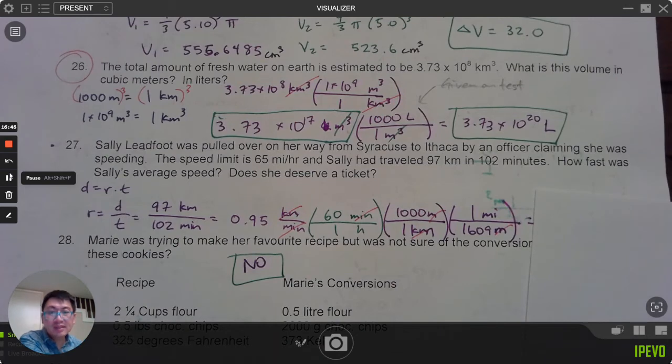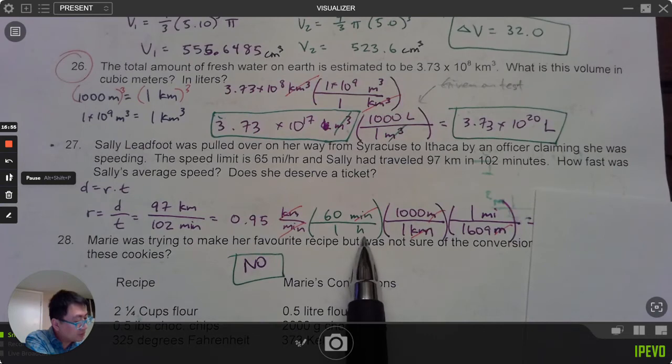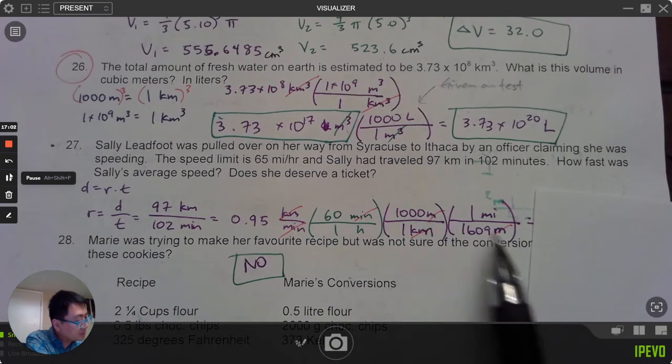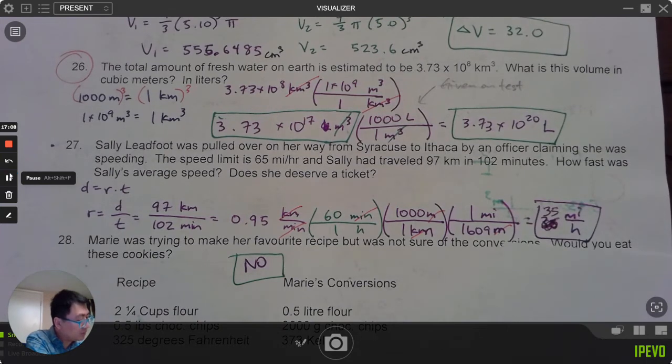Okay, so that's fine in kilometers per minute, but I think we want to convert to miles per hour. So change minutes to hours here in green. 60 minutes in an hour, minutes cancel. Then 1 kilometer is 1,000 meters. There are 1,609 meters in a mile. And so her average speed in miles per hour is 35 miles per hour.